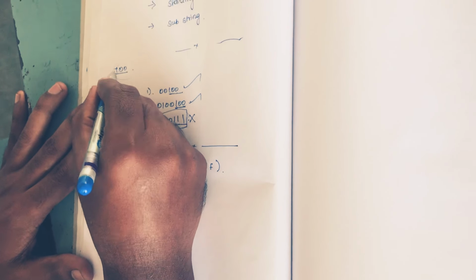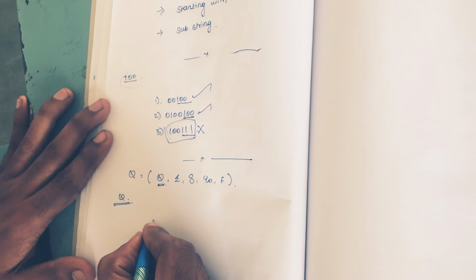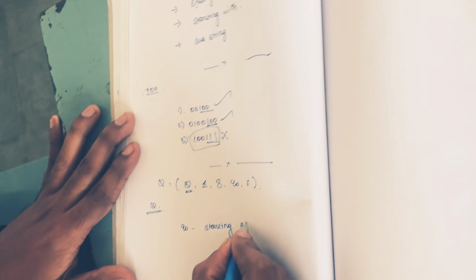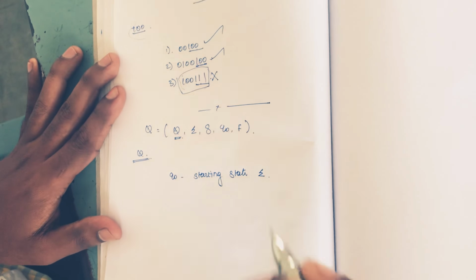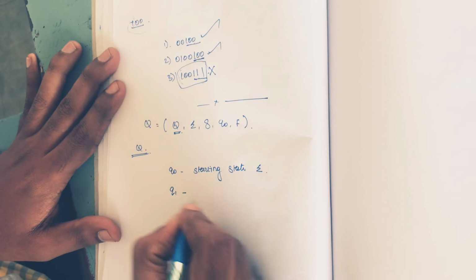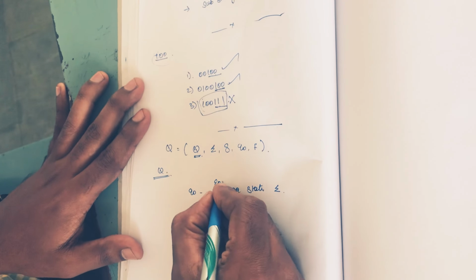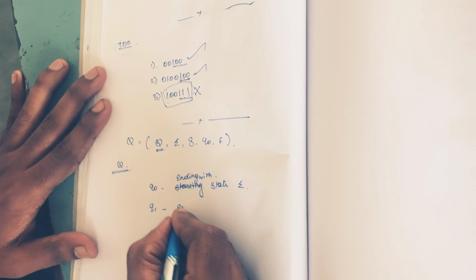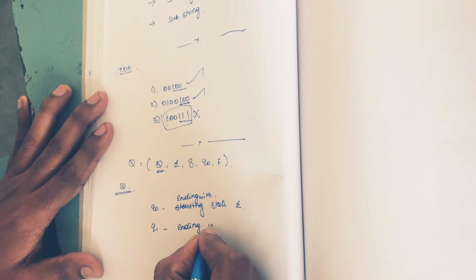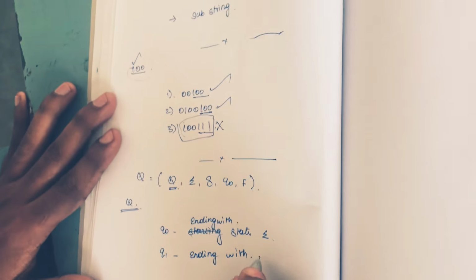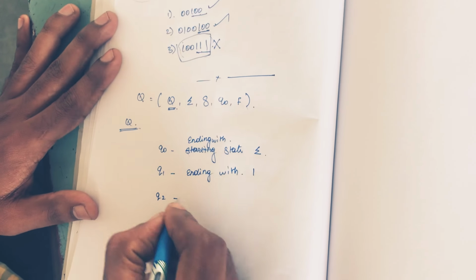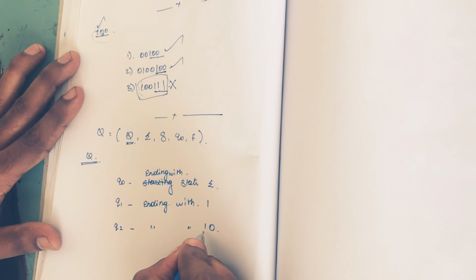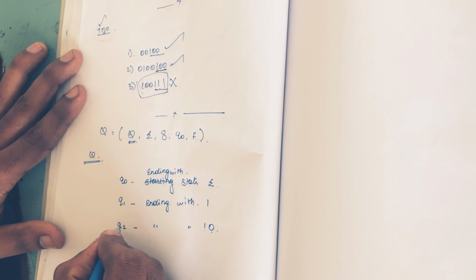So 100 is the ending with. Usually you take Q0 as the starting state, and we take the empty string. Next one, Q1: you can mention the ending with also. Second one, Q1: what is the first letter we have? 1, the first input 1. Second one, Q2: ending with 1 and 0, so 10. If a string ending with 100, it should reach the Q3 state. So that is the meaning.